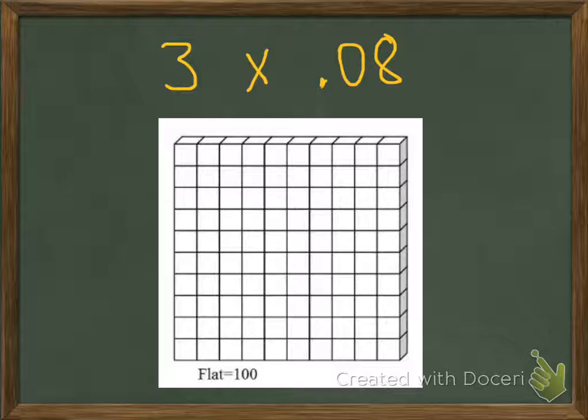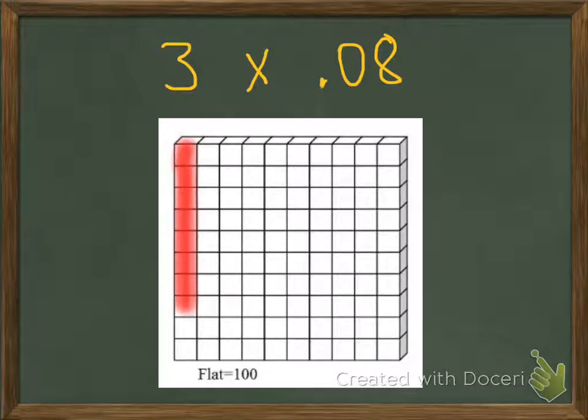In this first example, we're multiplying 3 times 8 hundredths. Essentially what that means is we're going to have 3 groups of 8 hundredths. So in order to figure out what 3 groups of 8 hundredths is with our hundredths blocks, I'm going to model what 3 groups of 8 hundredths are in that hundredths grid.